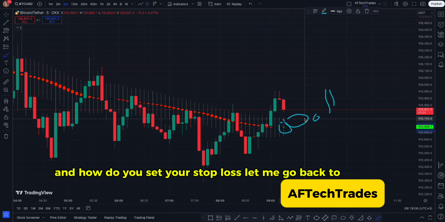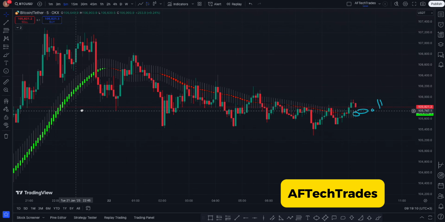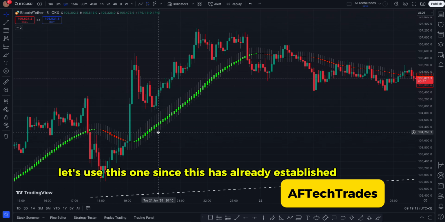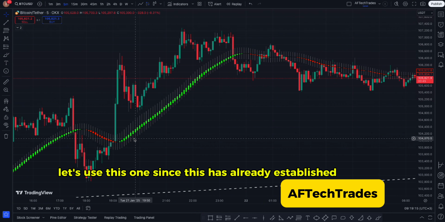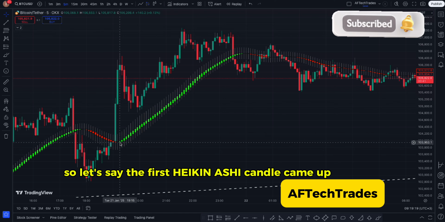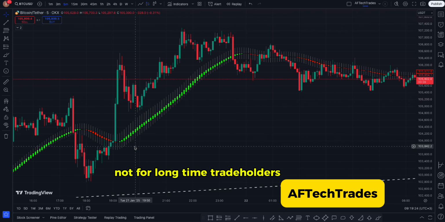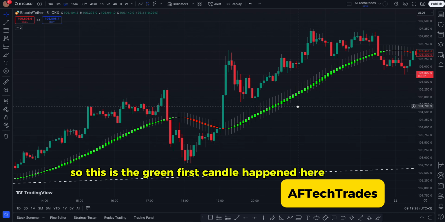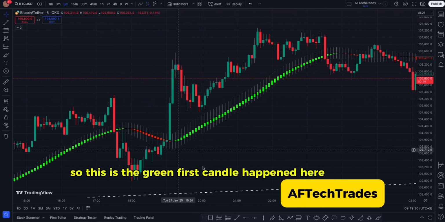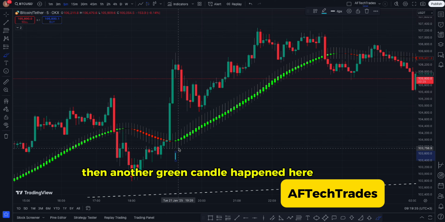And how do you set your stop loss? Let me go back to, let's use this one, since this has already been established, right? So let's say the first Heikin Ashi candle came up, then the second one. This is the 5-minute time frame. It's just for scalping purposes, not for long-term trade holders. Please take note of this. So this is the first green candle that happened here. You can see this candle. Then another green candle happened here.